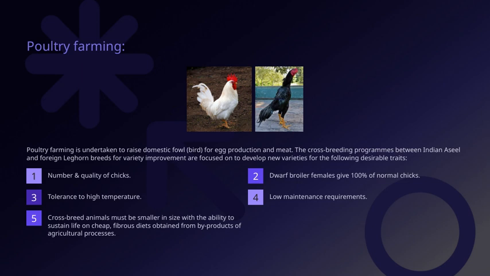We also focus on dwarf broiler females, which produce 100% of the normal chicks, meaning no loss in hatchability. Plus, these birds require low maintenance, making them ideal for efficient farming systems. All these efforts tie back to our overall theme of enhancing productivity and sustainability in poultry farming, ensuring it remains a viable and profitable practice.